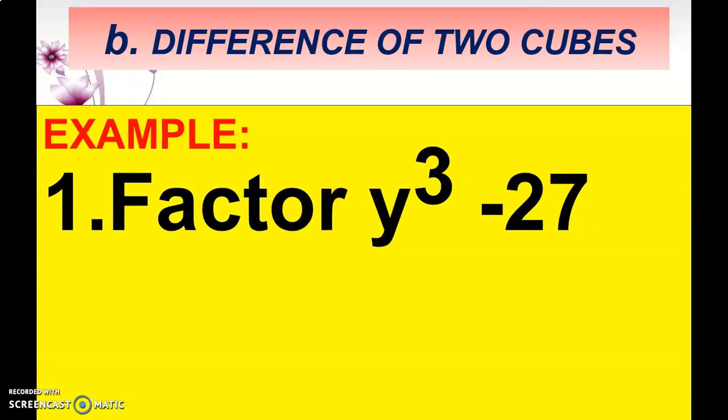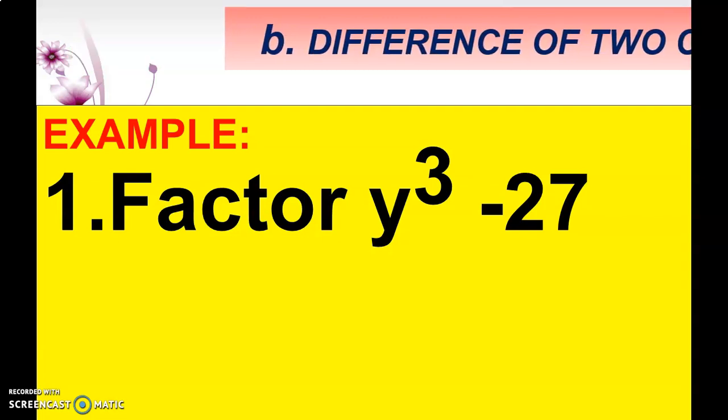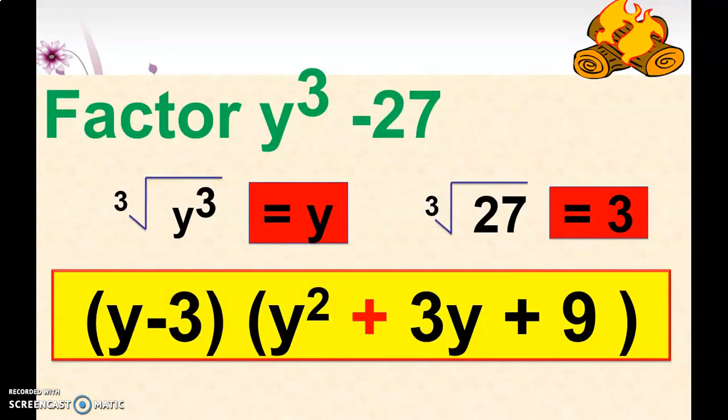Okay? Proceed na po tayo sa difference of 2 cubes. So, kanina, positive ang cube, ngayon naman ay negative. So, ganun pa rin ang proseso. Get the cube root of your first and last term. Cube root ng y cube natin ay y. Cube root ng 27 ay 3.